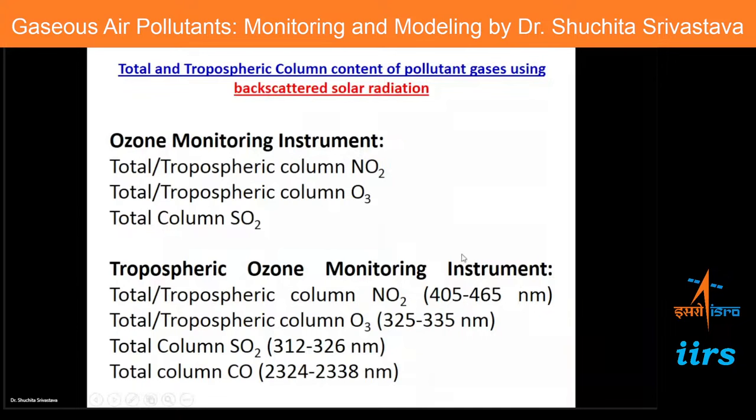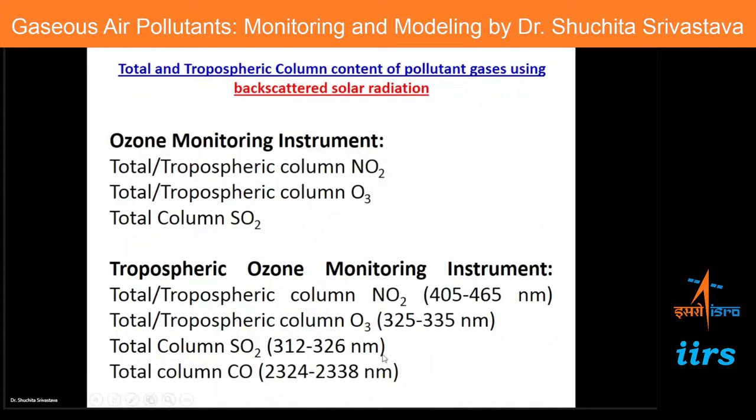And for this measurement, we are not using a single wavelength, we are using a wavelength range. Like NO2 is measured from 405 to 465 nanometer, and ozone absorbs in the range of 325 to 335 nanometer. And for SO2 retrieval, we use 312 to 326 nanometer, and for CO we use 2324 to 2338 nanometer.